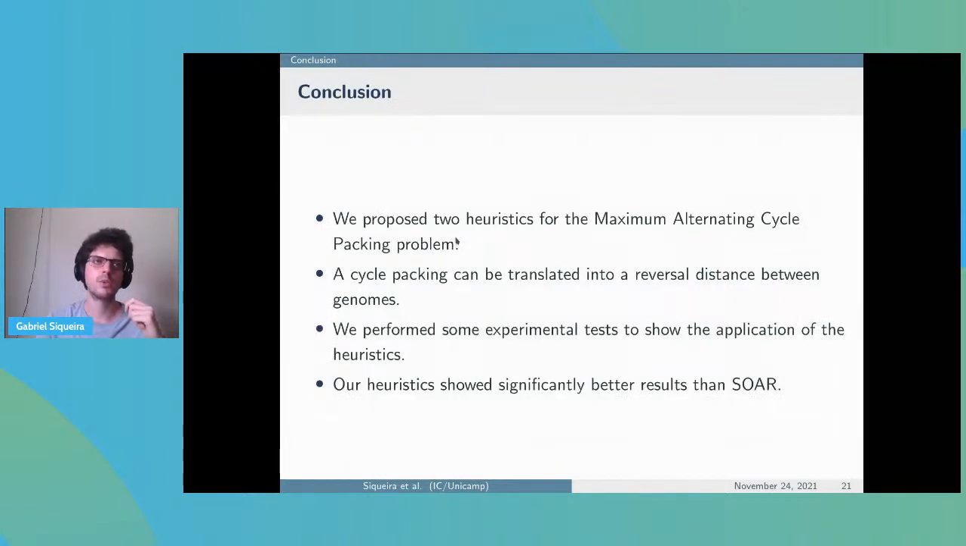Just to conclude the presentation, we propose here two heuristics to the maximum cycle packing problem. This cycle packing can be translated into the reversal distance between genomes. We performed some experiments to show the application of this strategy in practice. We also see that in the simulated genome dataset, our heuristics were significantly better than the SURF framework, just given an extra cost on time.